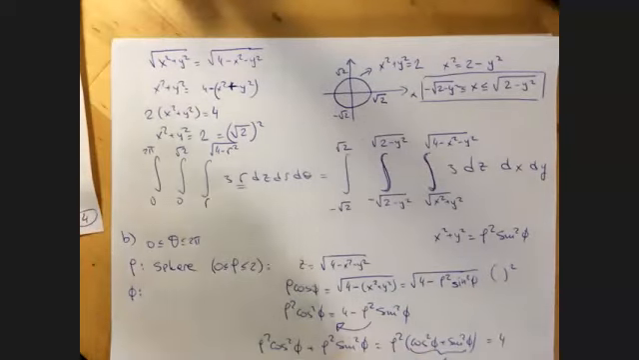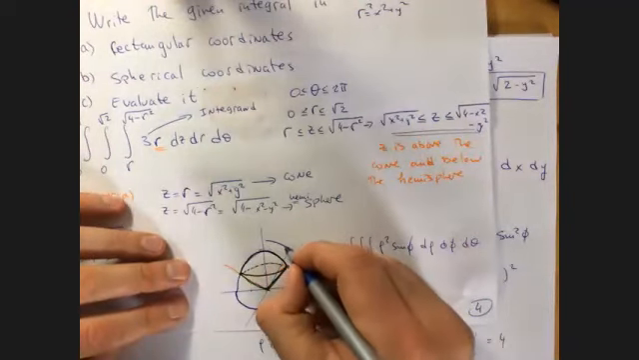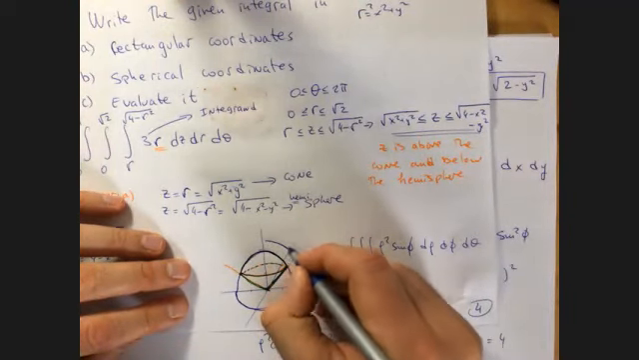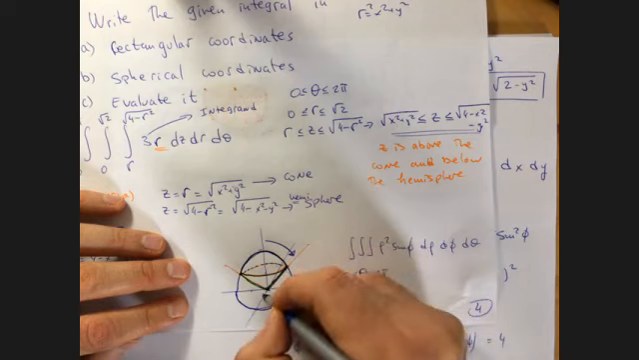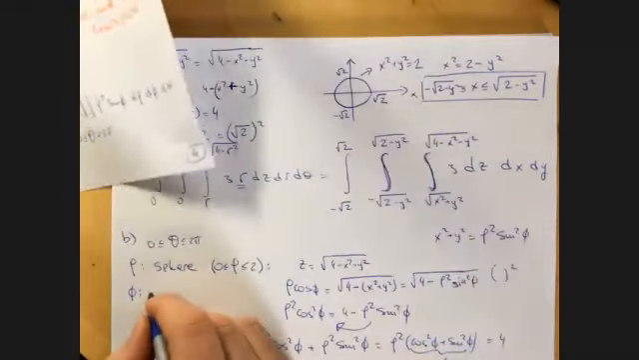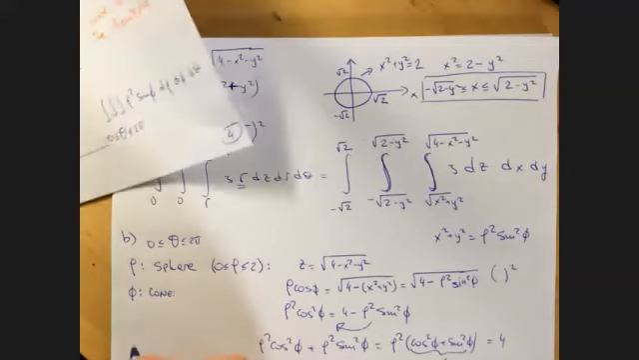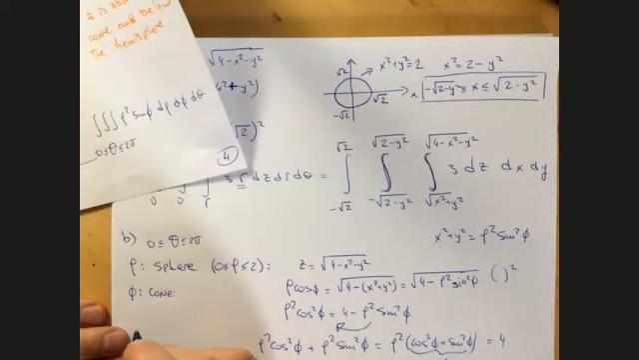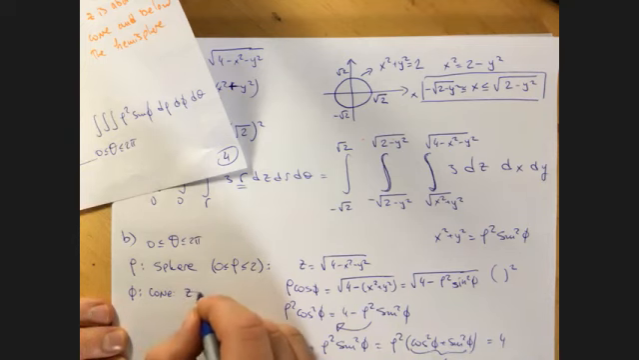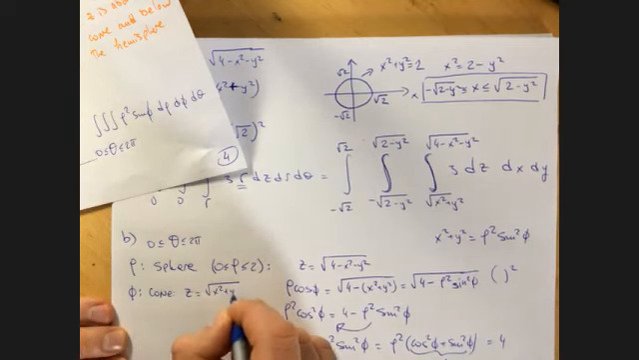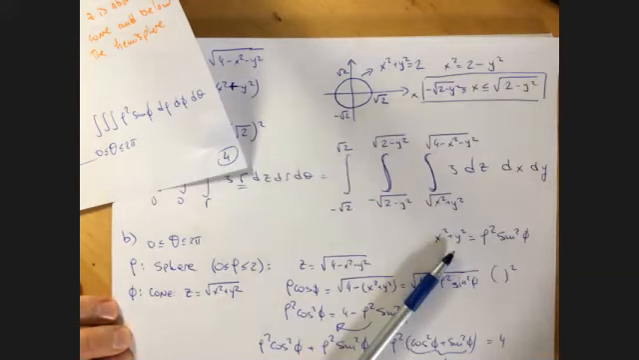Okay? And then phi. Look at the picture, how am I going to get how much this angle is? This angle right here. Well, that's given by the cone. So look at the cone. And the cone was given by z is equal to the square root of x squared plus y squared. Okay, any questions?